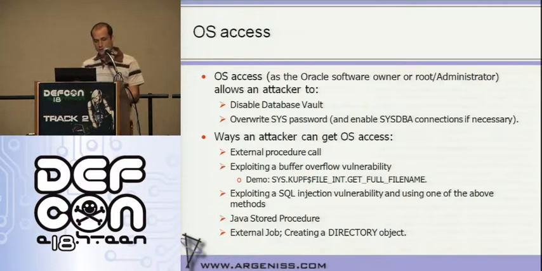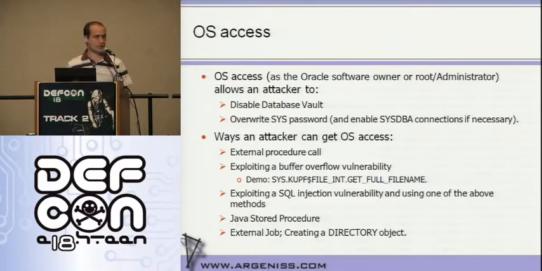Well, let's see some ways to get operating system access through the database. This operating system access, as the Oracle software owner or as root or administrator user in Windows, allows an attacker to disable Database Vault and additionally to overwrite the sys password and enable the remote connections if they are disabled.